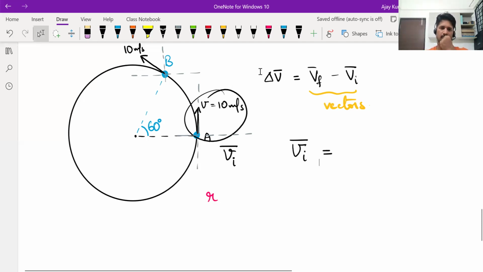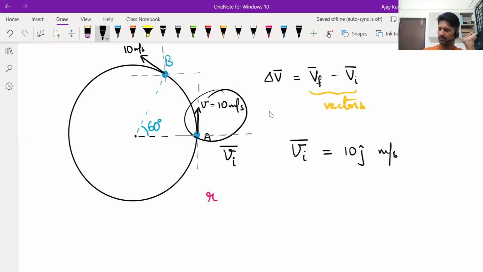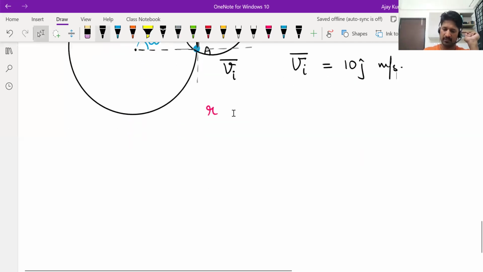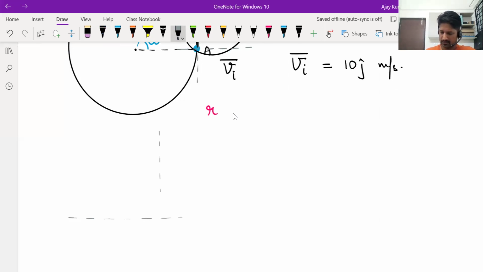10 j cap, sir. That's all. 10 in the positive y direction. So it will become 10 j cap meters per second. Good. Now that final velocity we need to express as a vector. Let us visualize it separately. This is the x-axis, the y-axis. The final velocity vector is tilted like this.